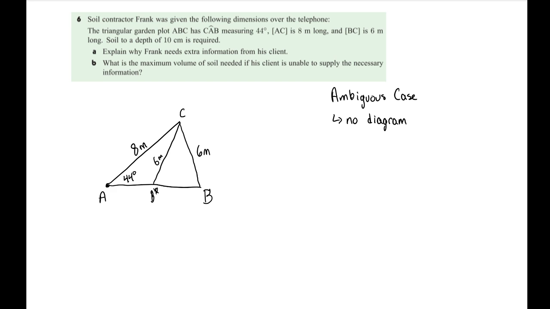He can't be sure which of these two triangles he's actually making into a garden. So then after we've acknowledged that, we can move on to part B, which says, what is the maximum volume of soil needed if his client is unable to supply the necessary information? So one of these triangles is obviously bigger than the other. I'm pretty sure everyone looking at this would agree that the acute triangle is a larger size than the obtuse. And so basically what we're going to need to do is figure out the measurements for the acute triangle. We're going to need the area for that triangle, and then we're going to need to just multiply that by a depth of 10 centimeters to get the volume.